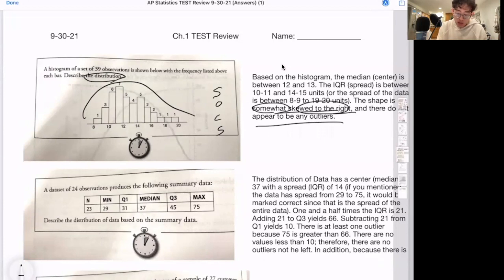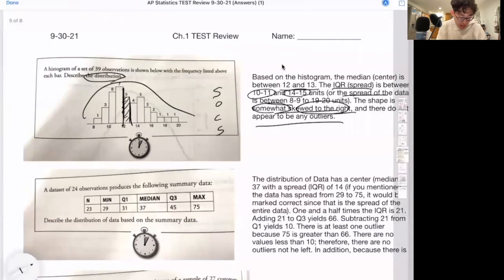Based on the histogram, the median is between 12 to 13. So pretty much here and here. Why is it here? Well, cross out the numbers from each end and you will see that it's between those two numbers. The IQR spread is between 10 to 11 and 14 to 15. You can also do that by yourself. Or the spread of the data is between 8 to 9 and 19 to 20.